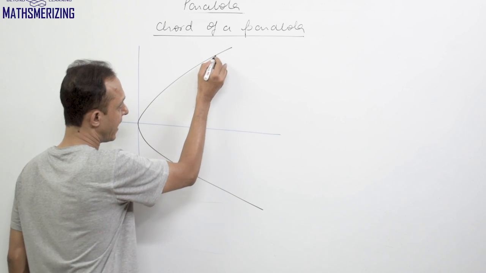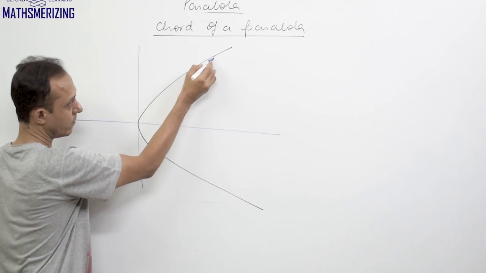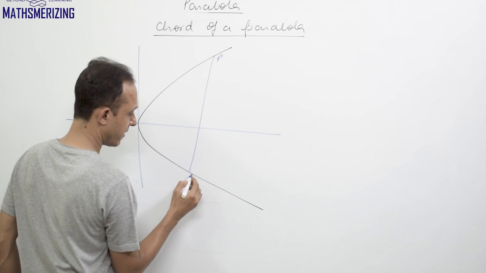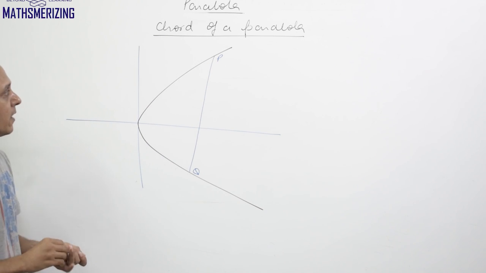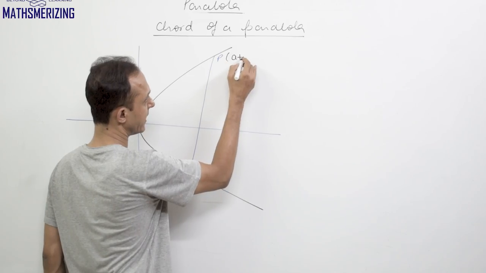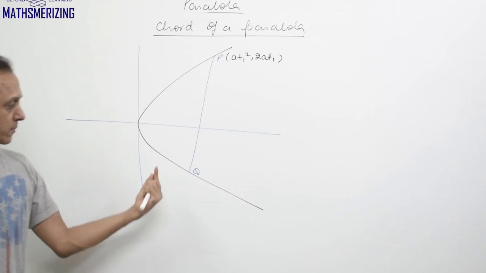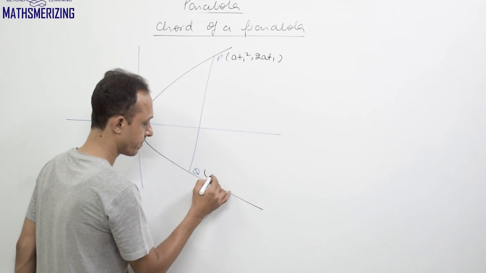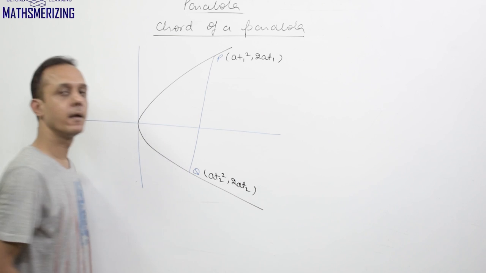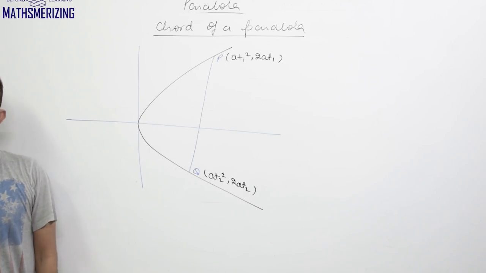Now suppose we have any chord, say PQ. Now this is P and this point is suppose Q. Now any point on parabola, we can write it in terms of parametric coordinates. So suppose it is (at1 square, 2at1), and suppose point Q is (at2 square, 2at2). Now there are several things that you will work out for this chord PQ.